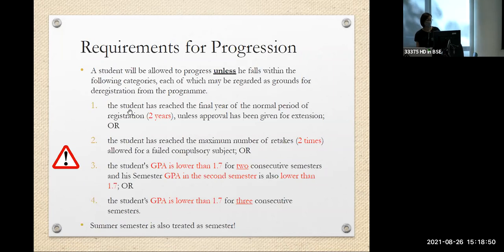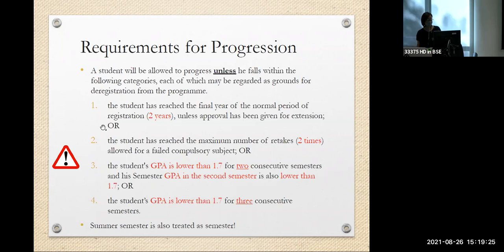Okay, number 1, the student has reached the final year of the normal period of registration, that is 2 years, unless approval has been given for extension. So condition 1 is not really serious because, as I have mentioned, quite a number of students may fail one subject and then need to retake. So they need to apply for approval for extending their study period to be longer than 2 years. So normally it will be approved.